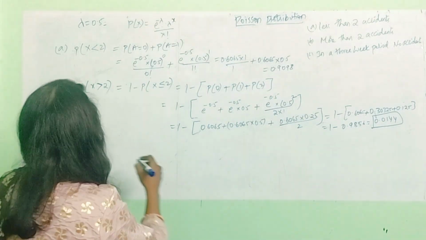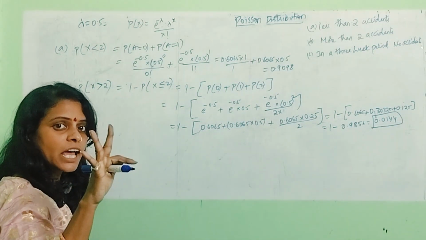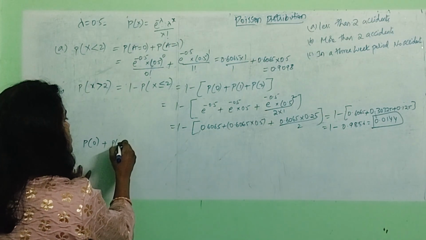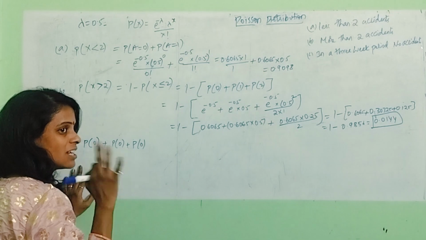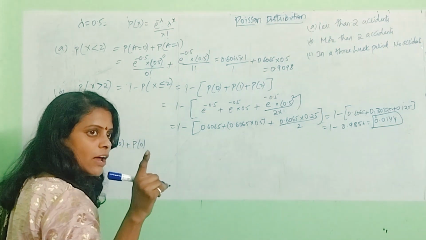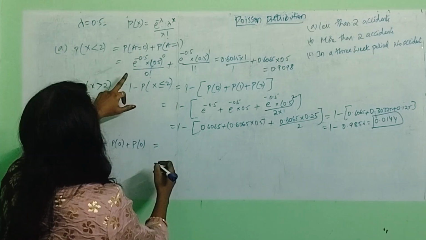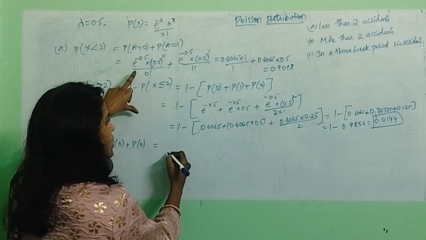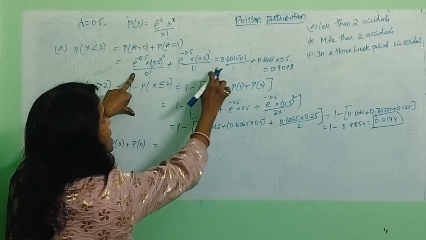So what is P of 0? How many times do we have to write that? 3 times, because they are asking for 3 weeks. So P of 0 plus P of 0 plus P of 0, because it is 3 weeks, not 1 week. If they ask for 1 week, it will be only one P of 0. What is the P of 0 value we got? We already have that value here.